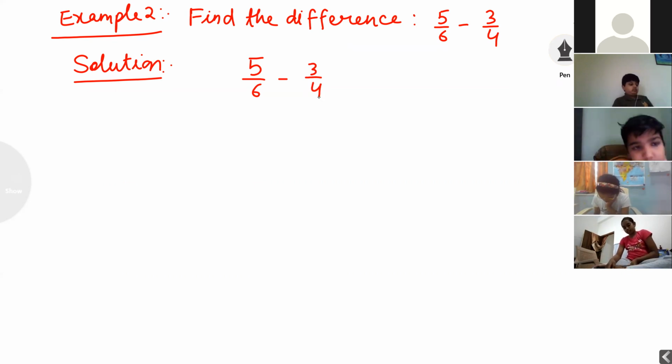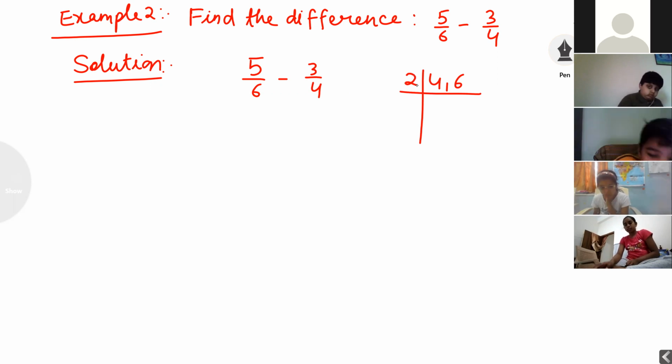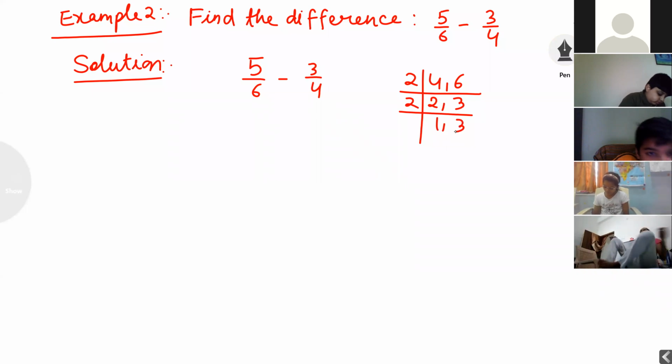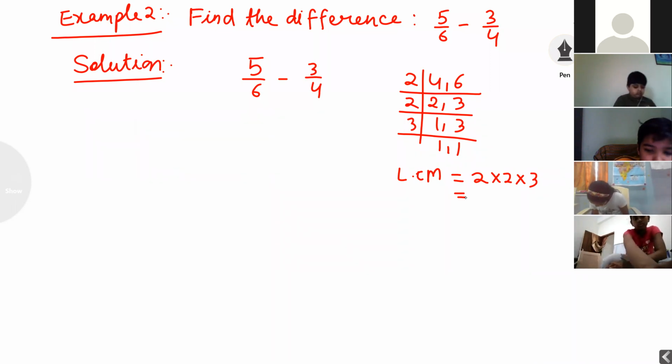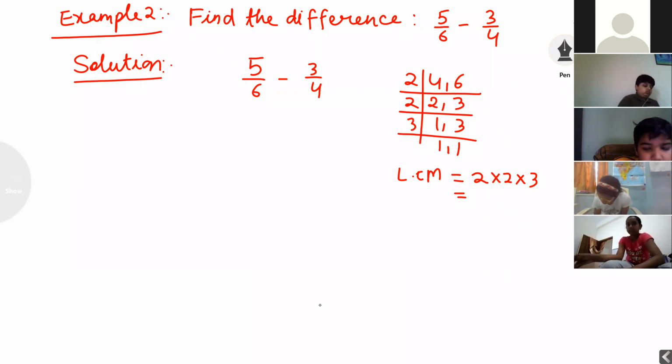LCM of 4 and 6. Firstly, we divide by the least number. 2 twos are 4, 2 threes are 6, 2 ones are 2, 3 as it is, 1 one. LCM is 2 into 2 into 3. 4 comes in the table of 2, 2 twos are 4, and 6 comes in the table of 2, 2 threes are 6. Again 2 ones are 2, 3 we can divide, 3 ones are 3. 2 twos are 4, 4 threes are 12. LCM has come 12.